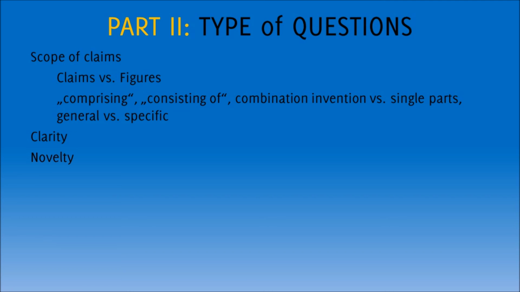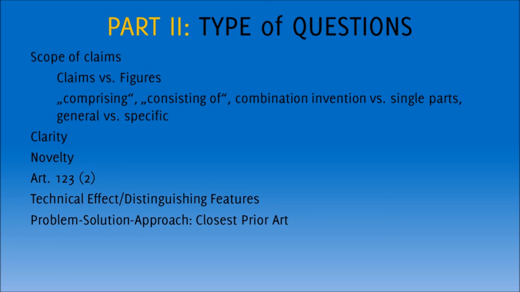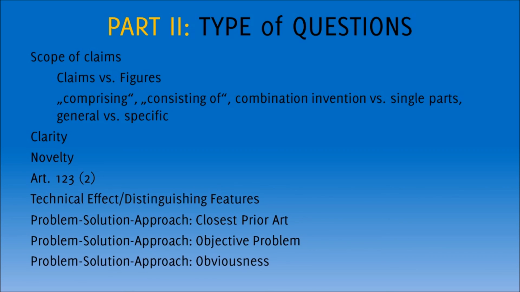Novelty is something which is discussed, of course, then related to the specific case and the specific prior art you have been provided with, and then you have to judge basically if a claim is novel in the light of D2, for example. And Article 123(2) issues might come up. Not so often, but sometimes that might happen. And then I would say a rather big block is dedicated to inventive step in the broader sense. So questions to technical effect, distinguishing features, problem solution approach, also how to define the closest prior art, how to define the objective problem, questions with respect to obviousness. So those kind of questions.